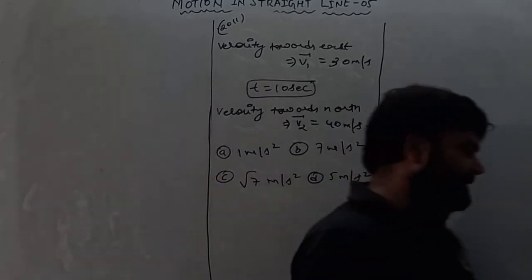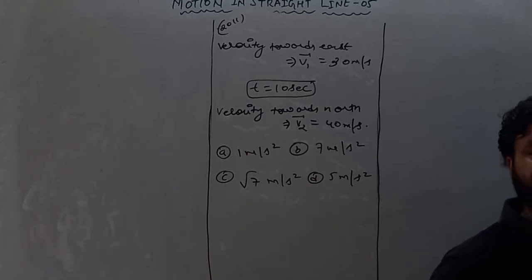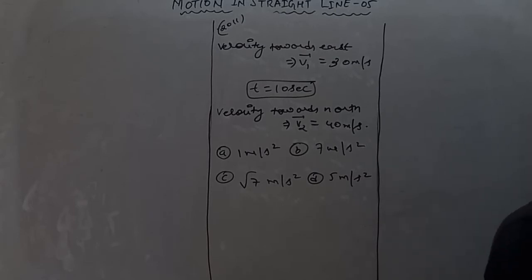I'm repeating once again. They are saying that a body is moving with velocity 30 meter per second towards east. After 10 seconds, its velocity becomes 40 meter per second towards north. You have to find the average acceleration of the body.